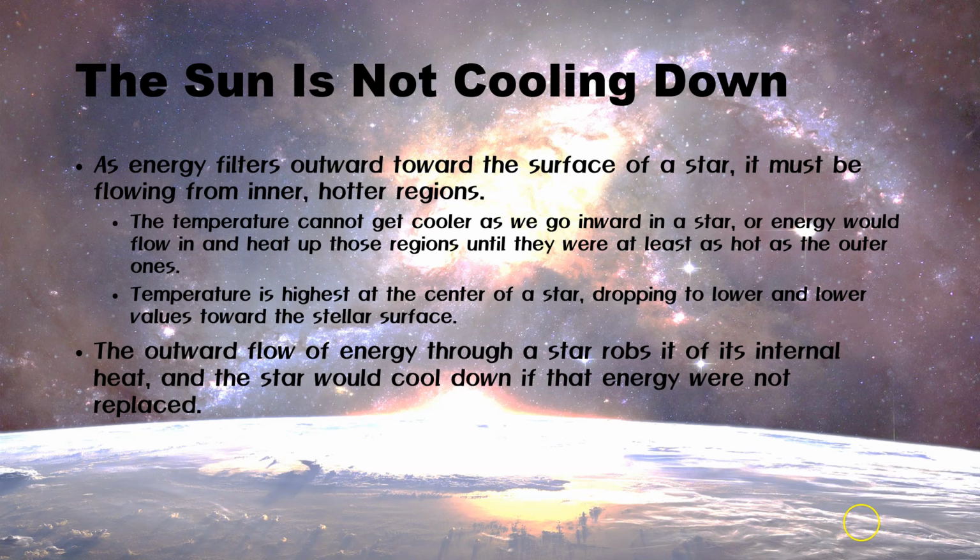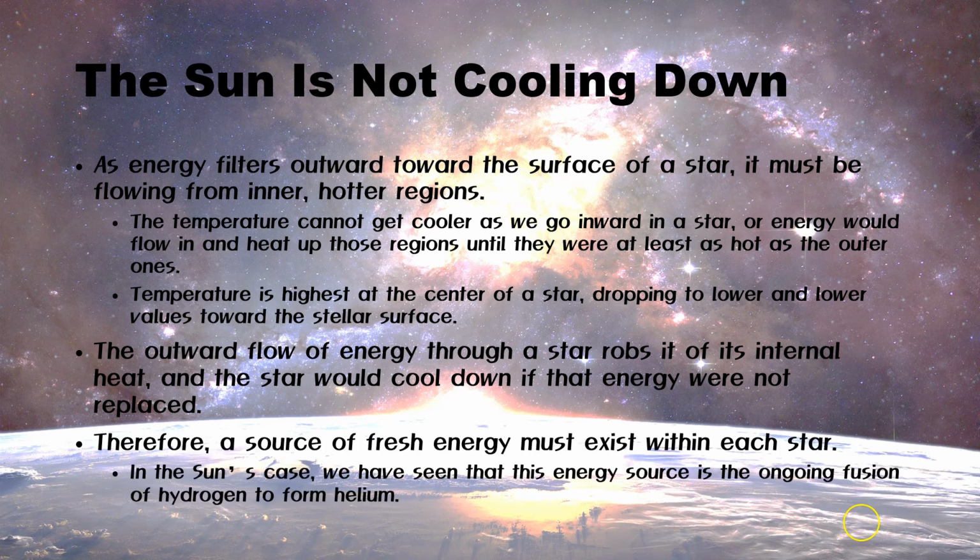Now, this outward flow of energy through a star robs it of its internal heat, and the star would cool down if the energy were not somehow replaced. Therefore, a fresh source of energy has to exist within each star. In our own sun's case, we have seen that this energy source is the ongoing fusion of hydrogen to form helium, and that, of course, produces heat. And one of the byproducts of that proton-proton cycle is that we do have two hydrogens that end up at the end, and so those two hydrogens are then able to start the cycle anew.